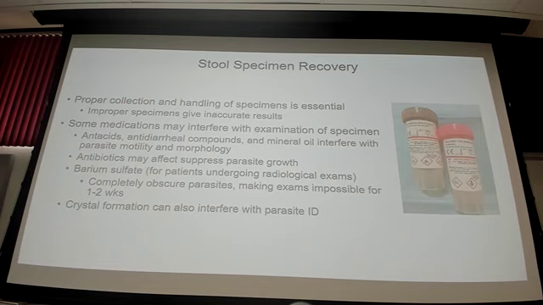Barium sulfate is used for doing contrast imaging. You do barium enemas in patients where they have to get their intestines clean as a whistle. But that will really screw up your ability to recover parasites for a long time, like a week or two. It might even clear up the infection. So knowing that is also important, as is labeling those specimens properly. Anything that will form crystals can mess up your parasite ID.